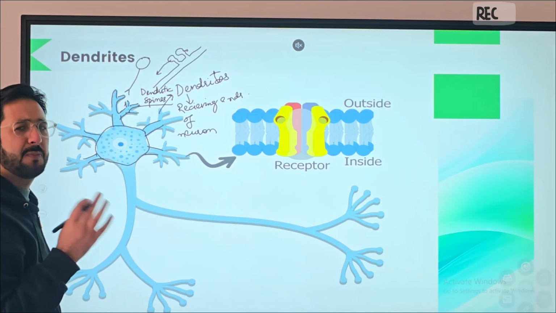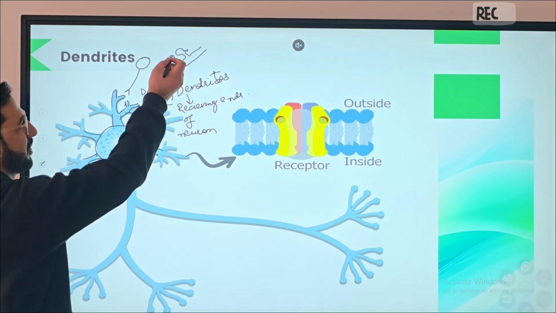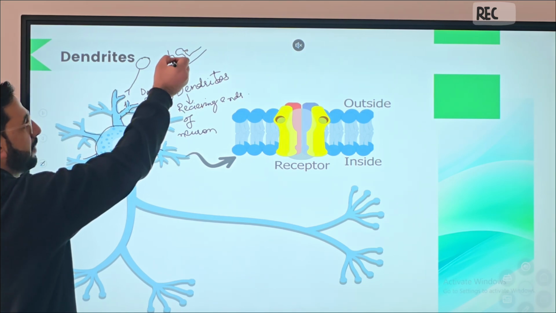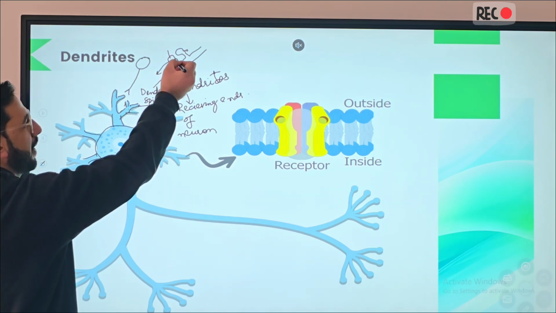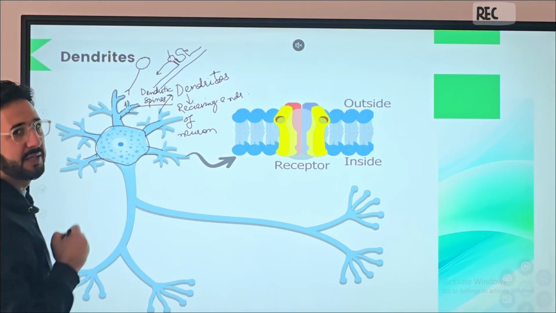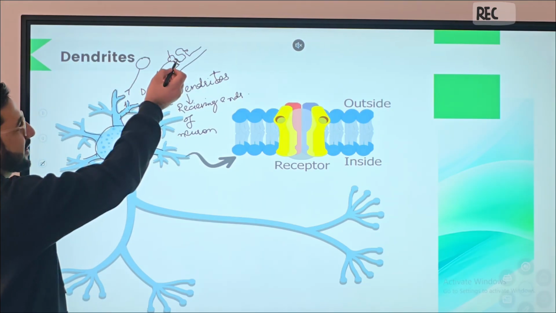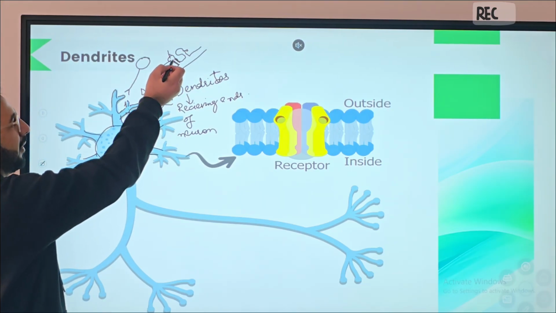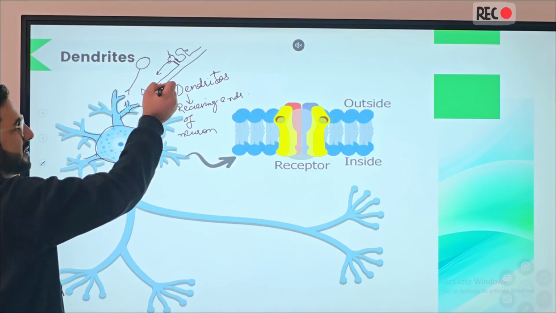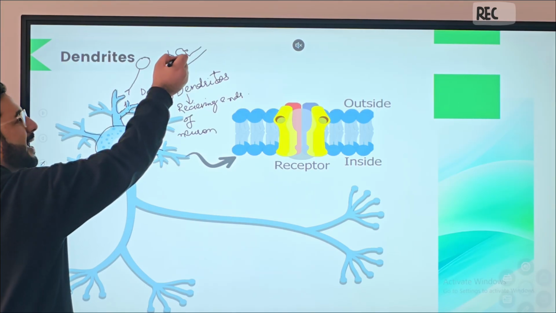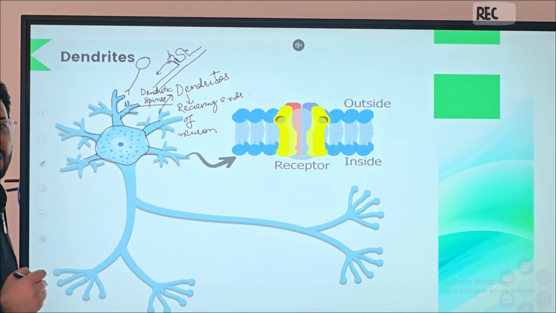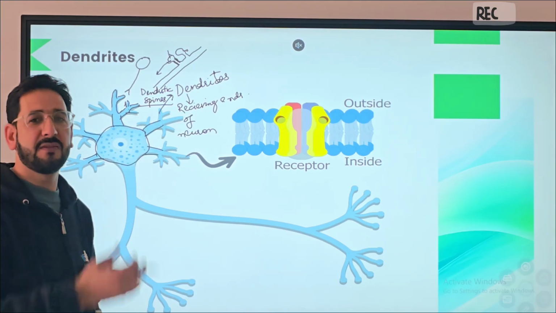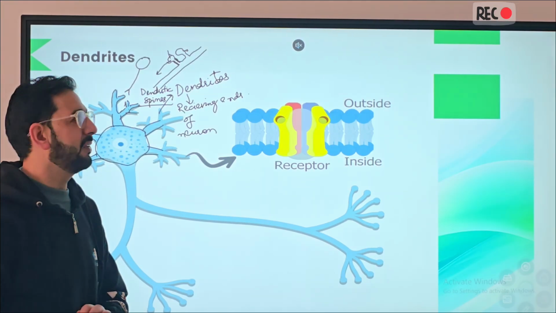Now, these dendritic spines, if you can see here in the structure, have the head, this bulbous part, and then this tubular part. This is called the neck of the dendritic spine. The neck connects the dendritic spine head with the dendrite, and the head is the receiving end. It makes synapses with the other neurons.